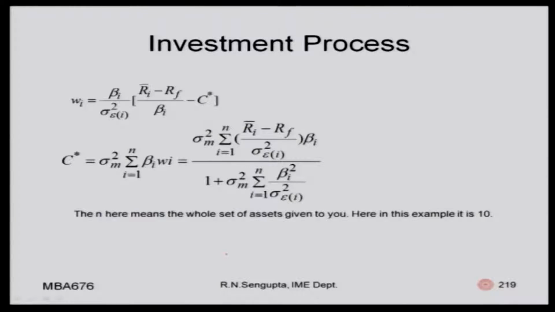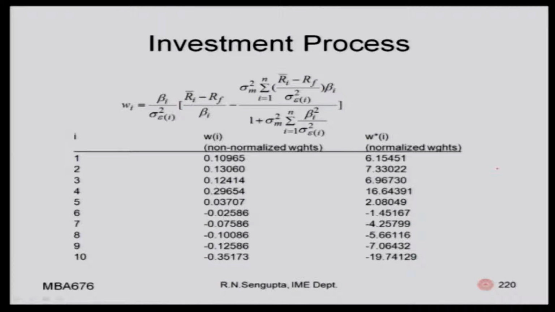Again you use the same formula, find out the Wis which are the weights, and basically Ci star or C star is given by the same formula, but with a slight change. So, the change is this, N is always equal to 10. So, now with this let us do the calculations. If you do the calculations, what we have is Wis, which are the non-normalized weights, given in the second column. So, the first stock would have about 10%, while the last stock would basically have a percentage which is negative.